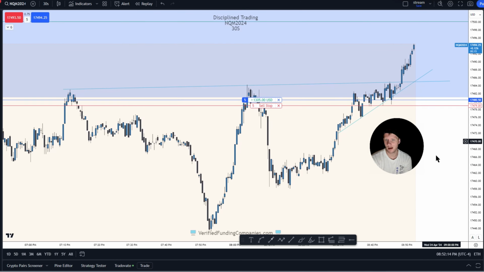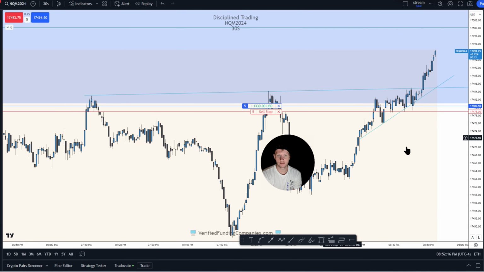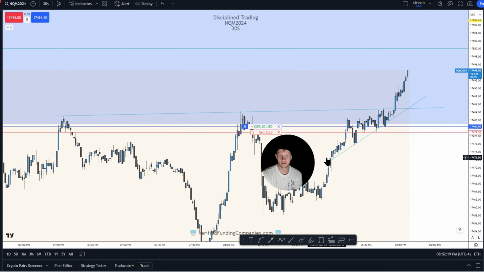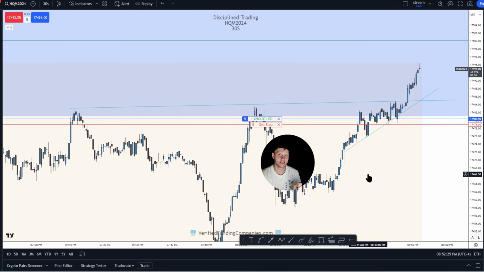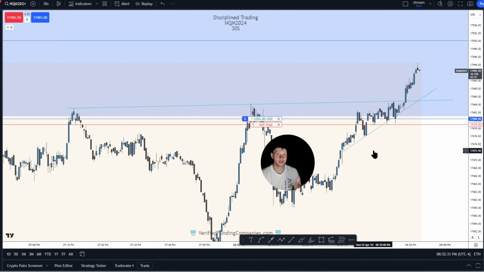I want to talk about how you can use low time frames to limit your risk by so much. It's unbelievable how amazing it is trading on a low time frame, but also using a higher time frame to help frame the trade so you get that big reward, while you use a low time frame to get that really, really small risk.